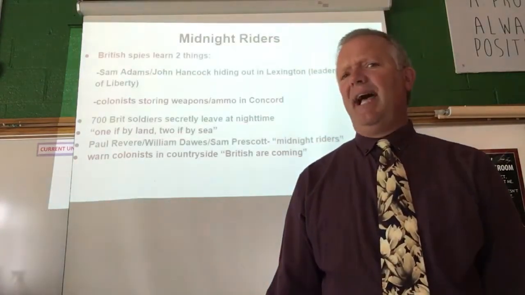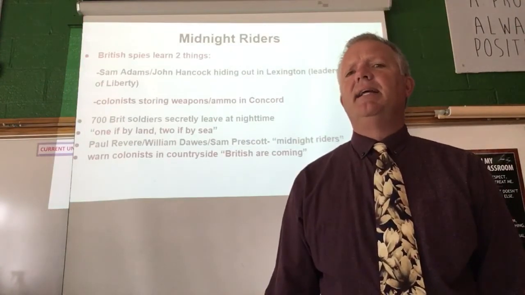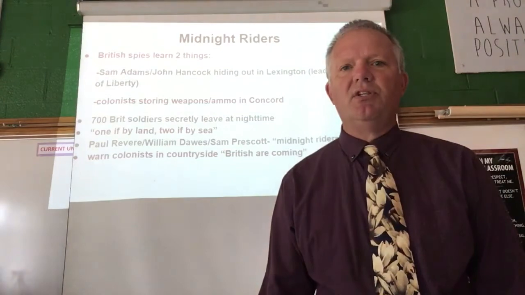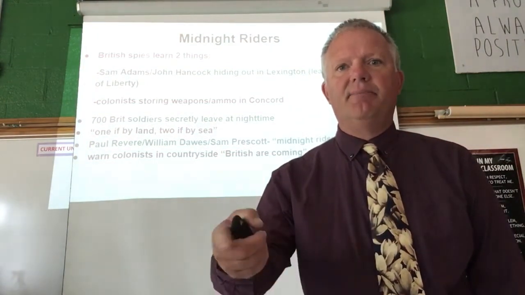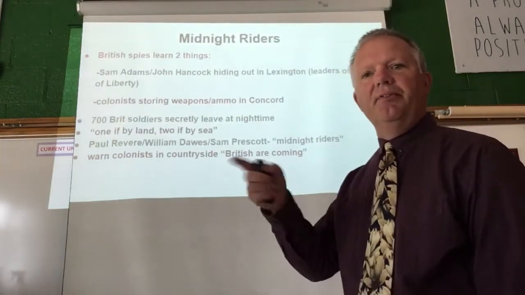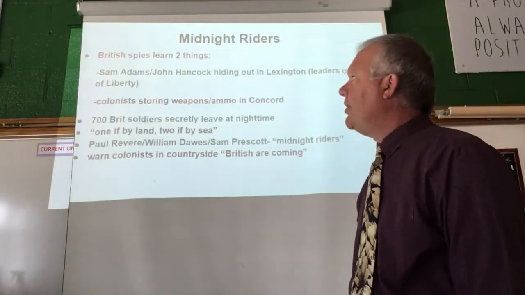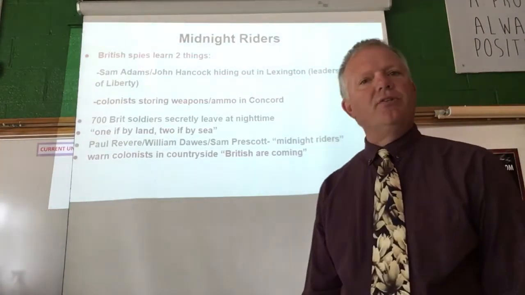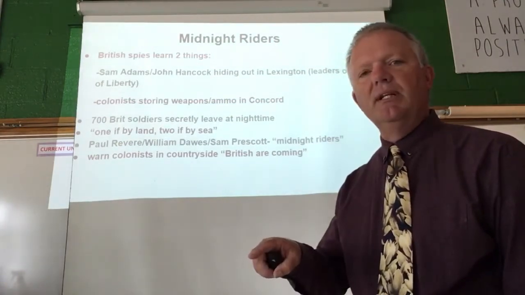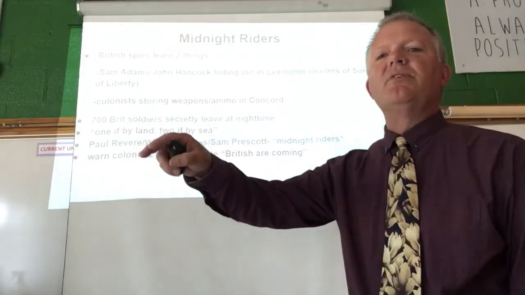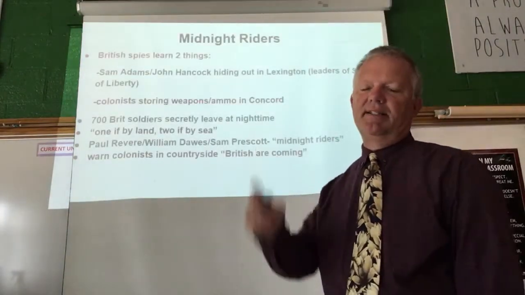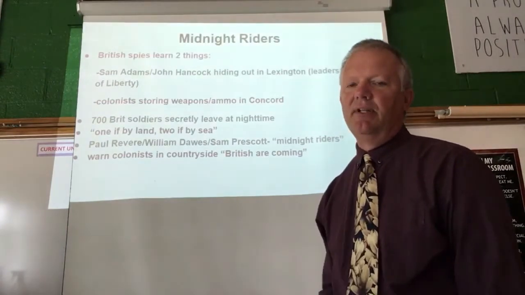And then in Concord, another city nearby, the colonists had stolen some weapons and ammunition and had hidden them there. And so now the British want to take care of a couple of these goals here. And so at nighttime, trying to do this very quietly, 700 British soldiers jump into boats and they're going to row a short ways away, and then they're going to march 20 miles by land to go to Lexington and Concord to check these things out.